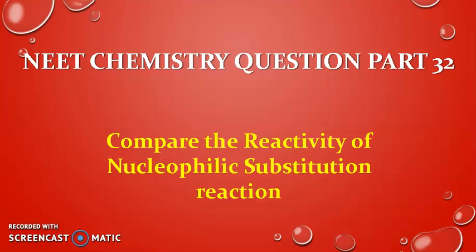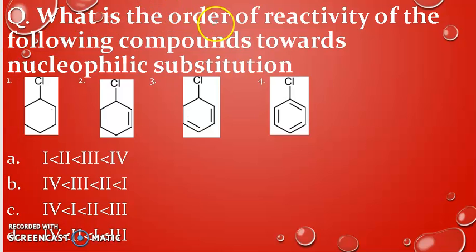So let's go to the first question now. The question is, what is the order of reactivity of the following compounds towards the nucleophilic substitution reaction? In the given compounds, the first one is a cyclohexane with a chlorine atom, and then a cyclohexane with a single bond of chlorine attached to it, and here there are two double bonds. Cyclohexane here is attached with a chlorine atom, and this is chlorobenzene. According to that, they have given the order of reactivity in four options, and we have to choose one option from them.